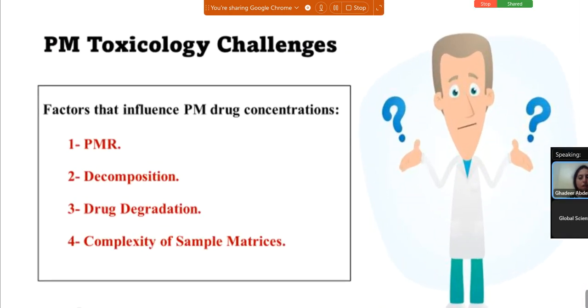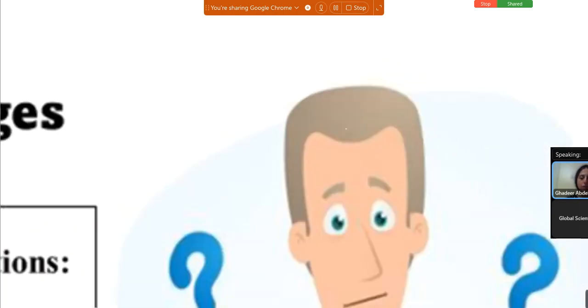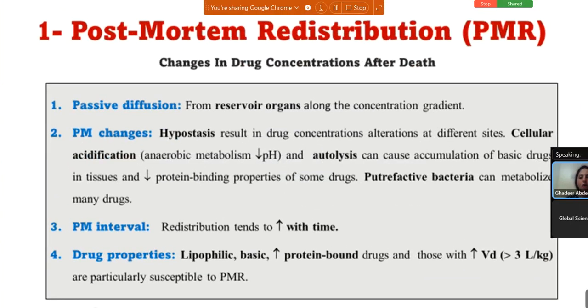These challenges are post-mortem redistribution of drugs, decomposition of tissues, drug degradation, and the complexity of sample matrices. Let's begin with the first and the most important one, which is post-mortem redistribution. Actually, changes in drug concentrations after death may occur due to several mechanisms. The first one, which is the primary cause, is the passive diffusion from reservoir organs along the concentration gradient.